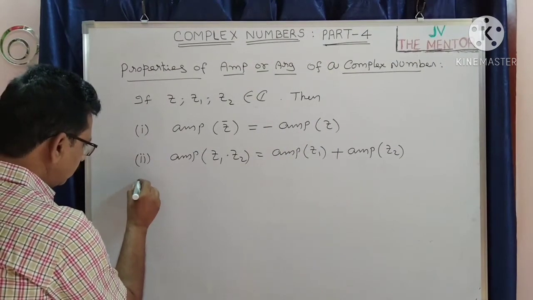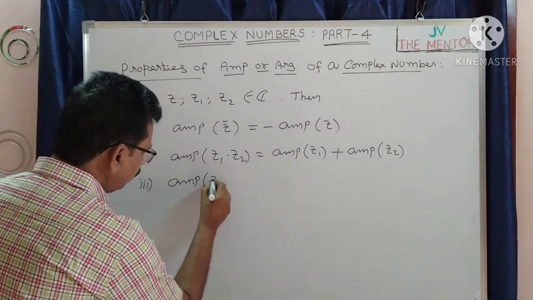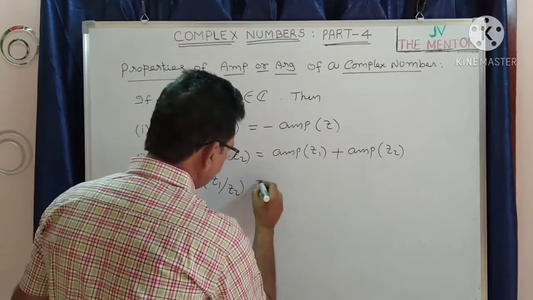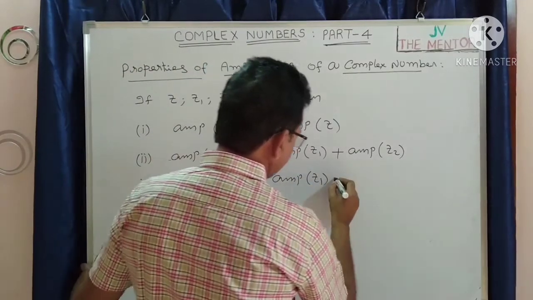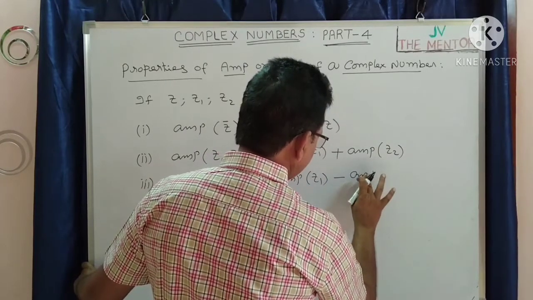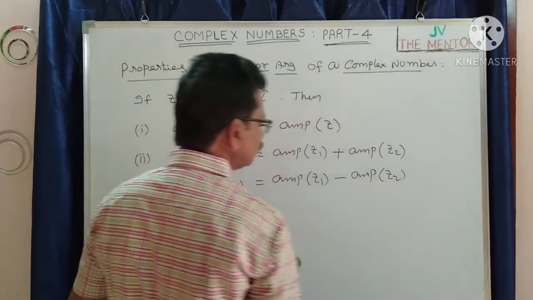Third one, amplitude of z1 by z2 equal to amplitude of z1 minus amplitude of z2. Okay?